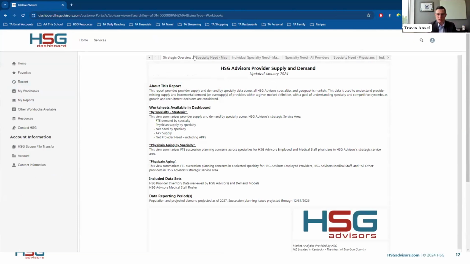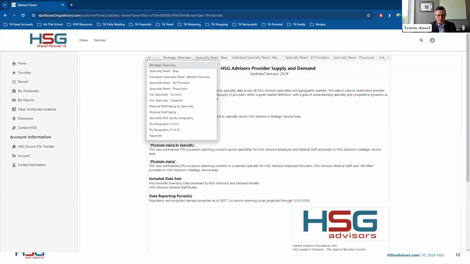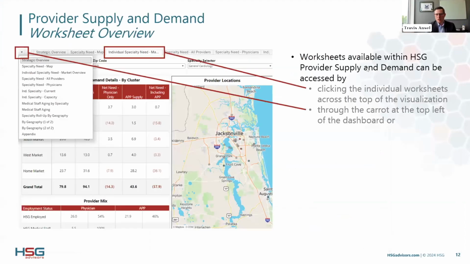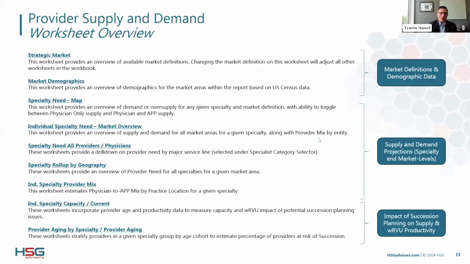My preference is going left to right. I know other people in our organization like to drop down. But either way, if you haven't logged into this in a while, all the worksheets can be accessed through that caret or across the top. And so broadly, the worksheets within Provider Supply and Demand do 3 things. One, they give us the ability to control what our market looks like. So our strategic market gives us all of those different market definitions that we might want to look at.